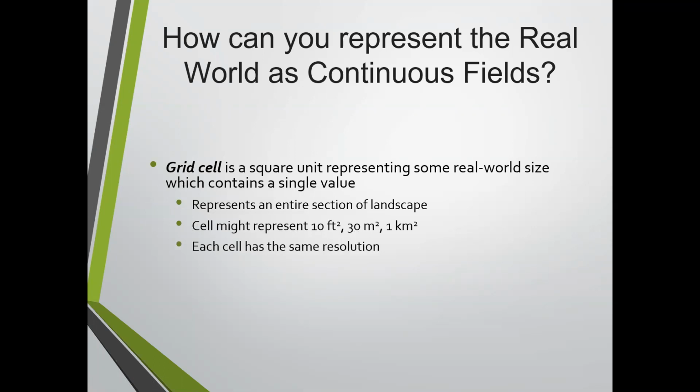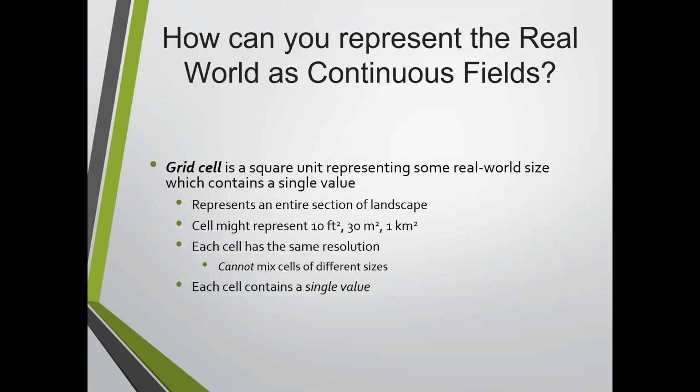Each square within the raster has to have the same resolution. In other words, you can't have some that are 10 square feet and next to it some that are 20 and then 20 and 10. If it's a 20-meter resolution, then it's going to be 20 across the board. You can't mix them.